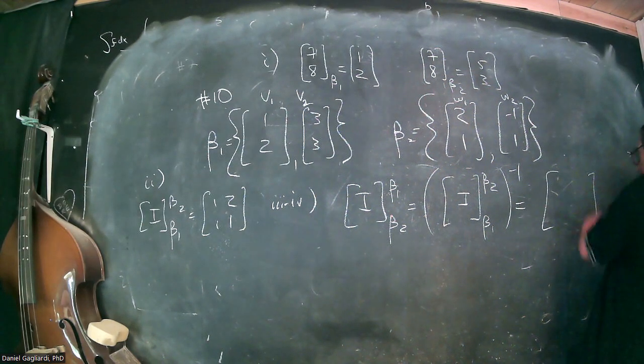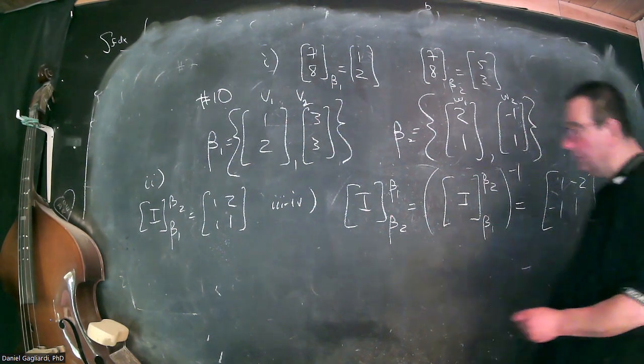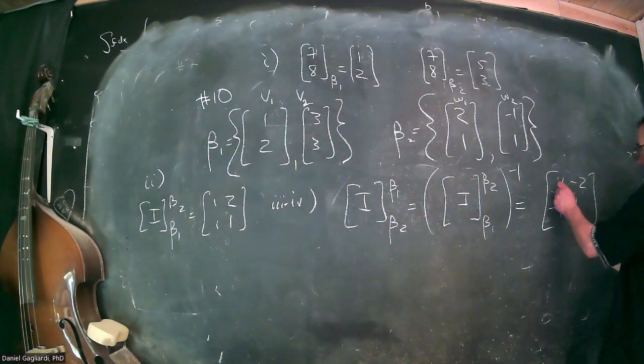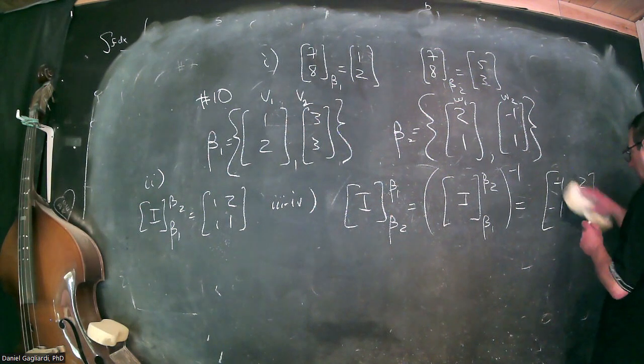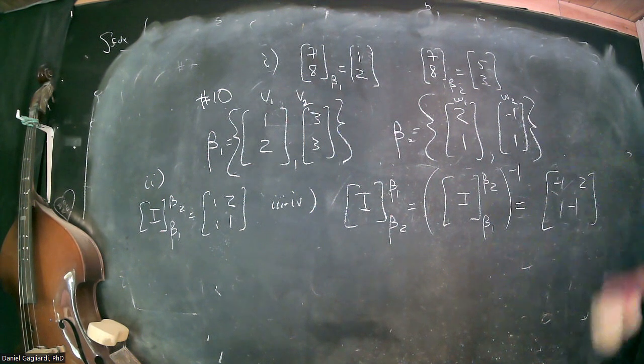We interchange the A and the D. Well, nothing happens there, right? We negate the off-diagonal elements, and then we divide by the determinant. Well, the determinant is negative 1, so if we divide each one of these by negative 1, I obtain negative 1, positive 2, positive 1, negative 1. And that's the inverse of that matrix.